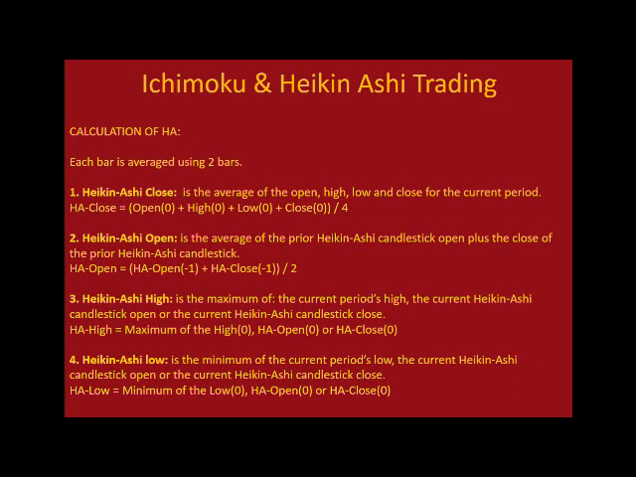The calculation of HA: each bar is averaged using 2 bars. Heikin Ashi close is the average of the open, high, low, and close for the current period. Heikin Ashi open is the average of the prior Heikin Ashi candle open plus the close of the prior Heikin Ashi candlestick. Heikin Ashi high is the maximum of the current period's high, the current Heikin Ashi candlestick open, or the current Heikin Ashi candlestick close. Heikin Ashi low is the minimum of the current period low, the current Heikin Ashi candlestick open, or the current Heikin Ashi candlestick close.